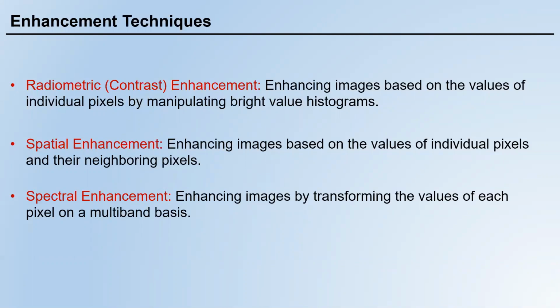And spatial enhancement is enhancing images based on the values of individual pixels and their neighboring pixels. Spatial enhancement can also be considered as spatial filtering. Okay, we're going to create different types of filters. Of course, software filters, not a filter in the real world or something like that. Okay, spectral enhancement is enhancing images by transforming the values of each pixel on a multi-band basis. Okay, for this week, contrast enhancement is what we're going to learn.